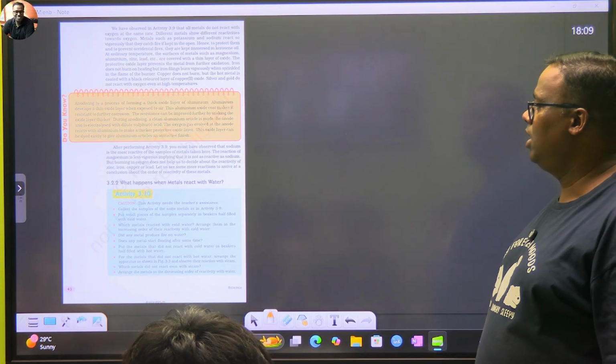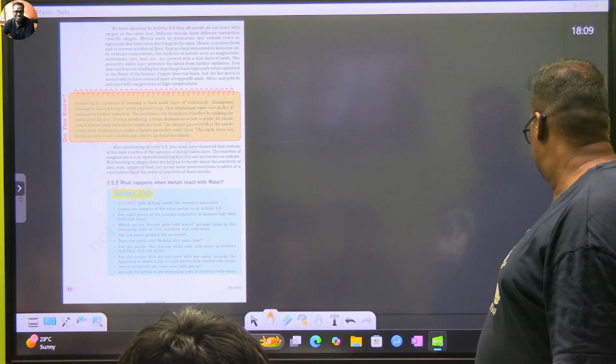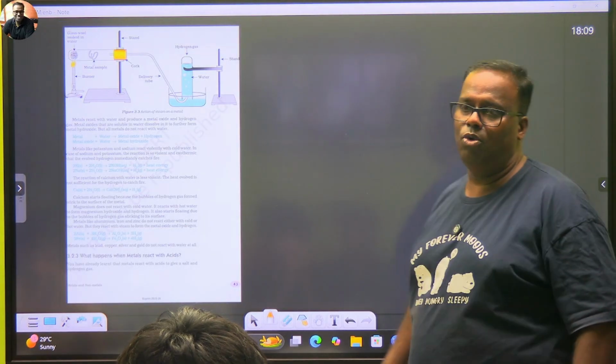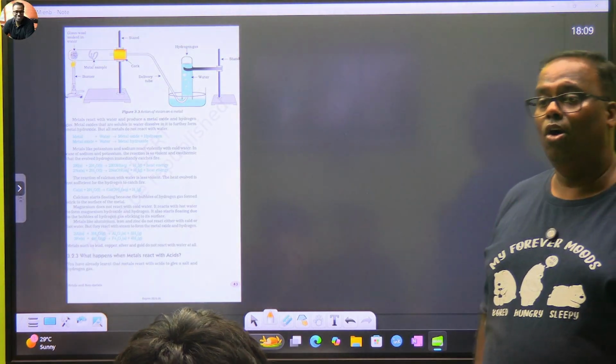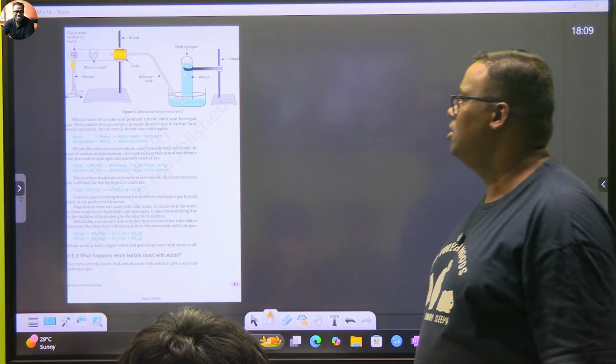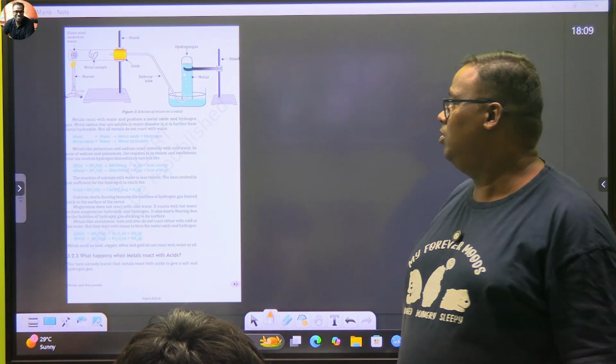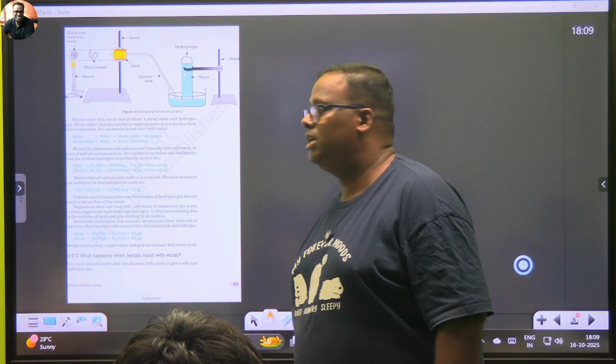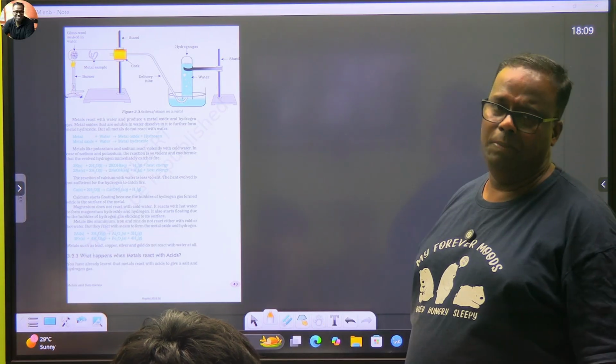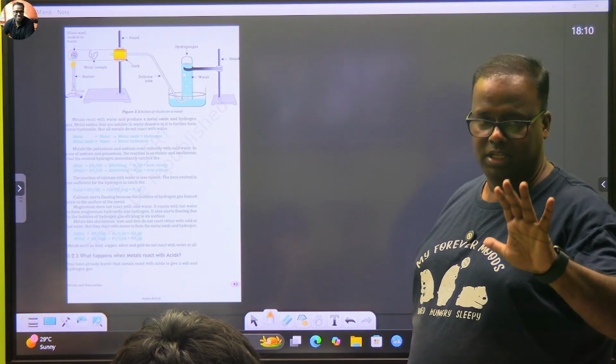Okay, next is what happens when metals react with water. Now water can be in what form? Cold water, hot water and steam. So देखिए, metal plus water will always give you a metal oxide and will give you hydrogen, and a metal oxide plus water will give you metal hydroxide. This is the basic reaction that you should know.